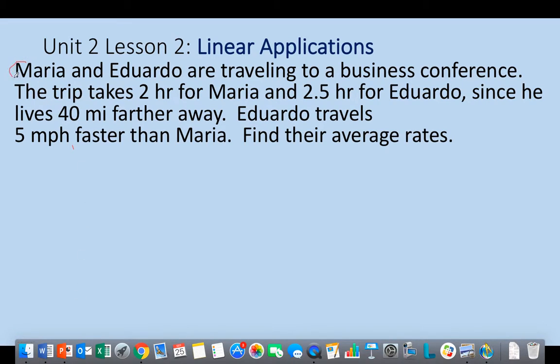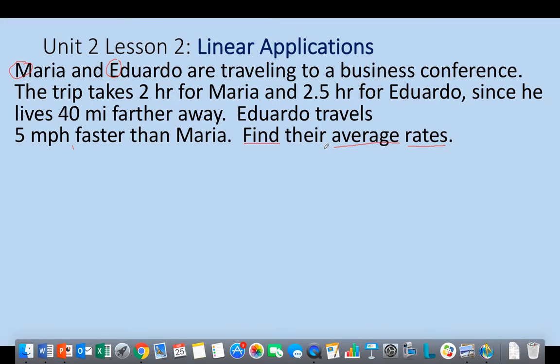So we've got Maria, we've got Eduardo, and they're both traveling to the same business conference, a certain number of miles away. All right, well, the trip takes 2 hours for Maria, again, and 2.5 hours for Eduardo. All of this stuff here is just kind of not making a whole lot of sense to me until I find out what we need to solve. And right here at the very end it says find their average rates.